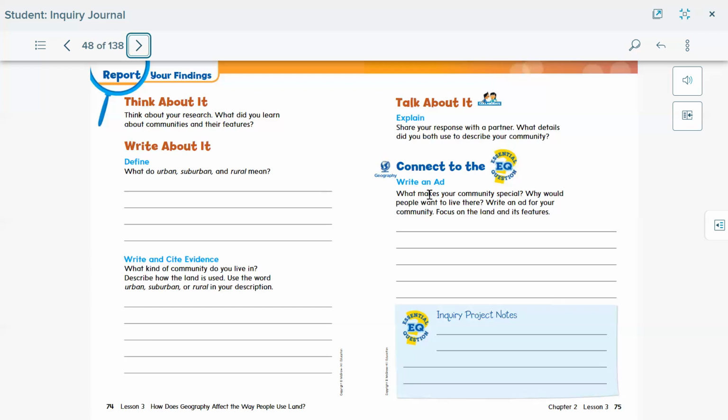All right, let's see here. What makes your community special? Why would people want to live there? Write an ad for your community, focus on the land and its features. So something like that, you can talk about like your advertising. So you want to emphasize and show all the good places that make your community unique and different.